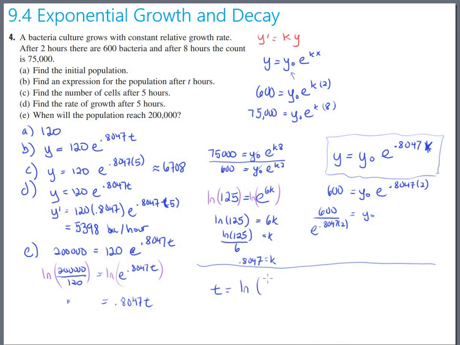the natural log of 200,000 divided by 120, all that divided by 0.8047. And again, that's definitely calculator work at this point. And that works out to about 9.2 hours.